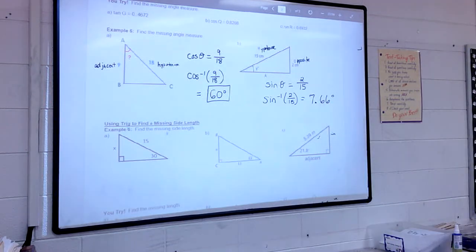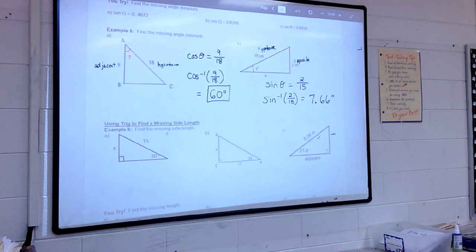Okay? Now, that's how you find the missing angle. You decide, what 2 sides do I know? Do I know the 2 sides for sine? Do I know the 2 sides for cosine? Or do I know the 2 sides for tangent? And then you write them down and do second sine, second cosine, or second tangent. Okay? There's 5 like that today on the classwork. It won't take long if you know whether you're doing sine, cosine, or tangent.